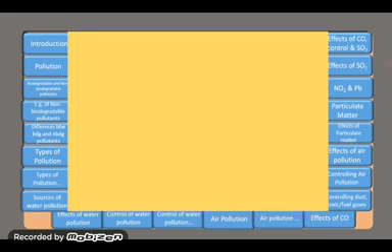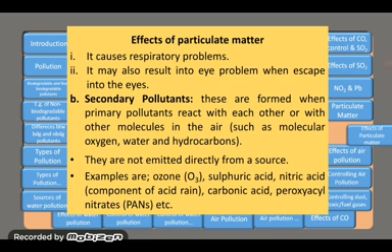Now, effects of particulate matter. One, it causes respiratory problems. It could result in respiratory problems. It may also result in eye problems when it escapes into the eyes. I've said it earlier, most of the blind people in the north, the blindness is a result of particulate matter entering into their eyes.